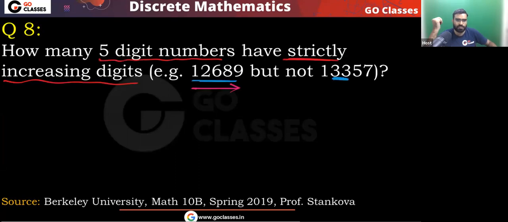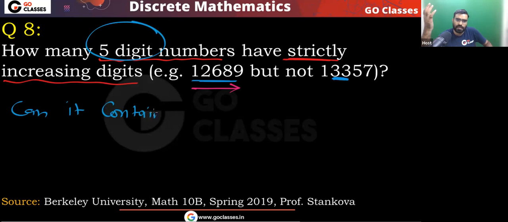So let's see the first one, strictly increasing. You tell me one thing, you want a 5-digit number where you have increasing digits. Can it contain 0? A simple question I'm asking, can it contain 0? Can you give me a 5-digit number where you have strictly increasing digits which contains 0?